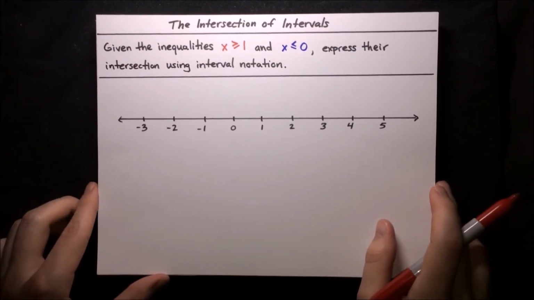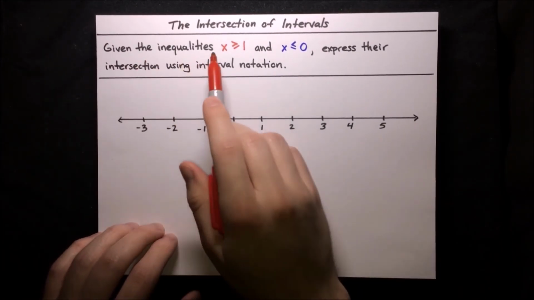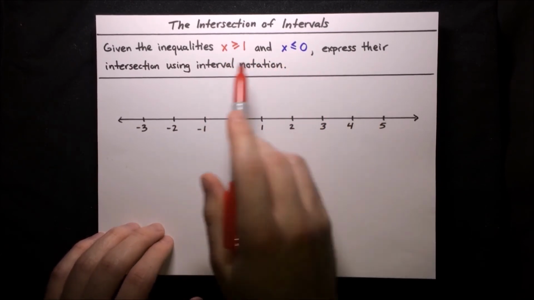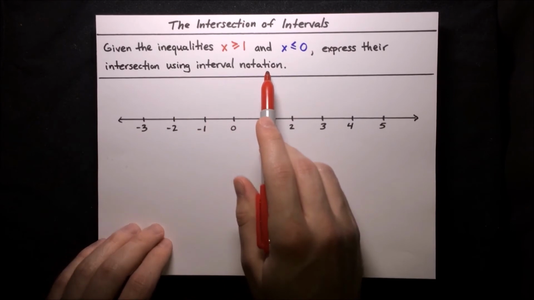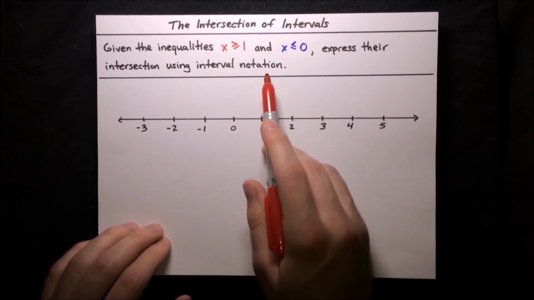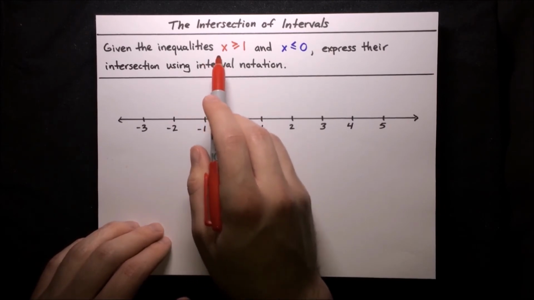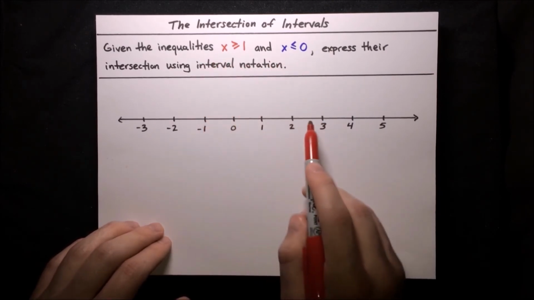Alright, here's a final question. Given the inequalities x is greater than or equal to 1 and x is less than or equal to 0, express their intersection using interval notation. Alright, so this is pretty similar to the first problem that we started with, so let's just run through it in the same way. We'll start by graphing both of these inequalities on the number line, and then we'll find where they overlap.